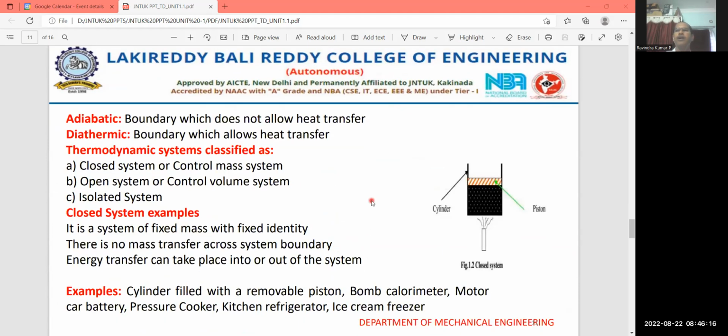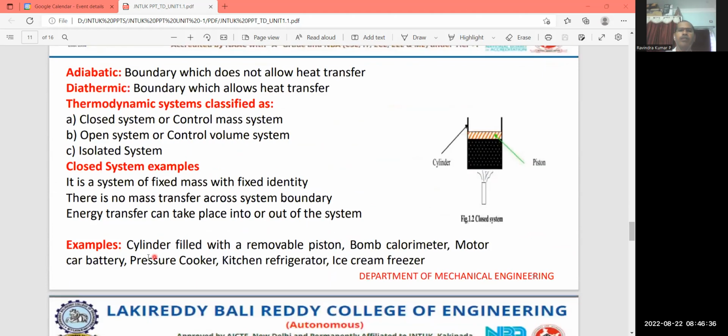Apart from this closed, open and isolated system, there is the adiabatic system and the diathermic system. Adiabatic system is nothing but a boundary which does not allow heat transfer, whereas the diathermic system is a boundary which allows heat transfer. The examples for a closed system you can consider are a cylinder filled with a removable piston, bomb calorimeter, motor car battery, pressure cooker, kitchen refrigerator, ice cream freezer. These are the examples you can consider for a closed system.